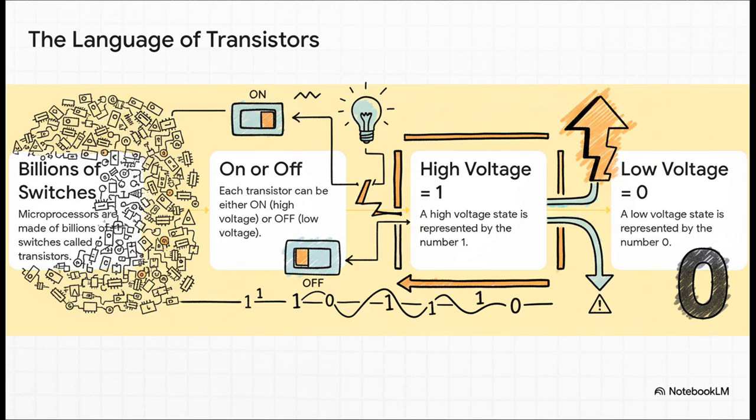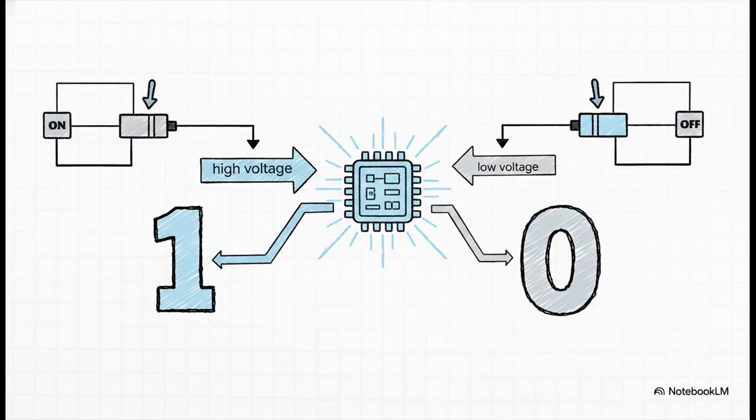It all comes down to billions of tiny switches called transistors packed inside the chip. High voltage means a switch is on, which the computer sees as a 1. Low voltage is off, a 0. And that's it. That's why computers speak binary. It's not a choice. It's just the physics of on and off.